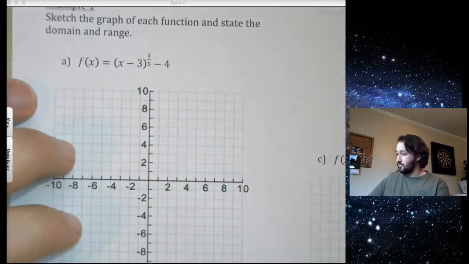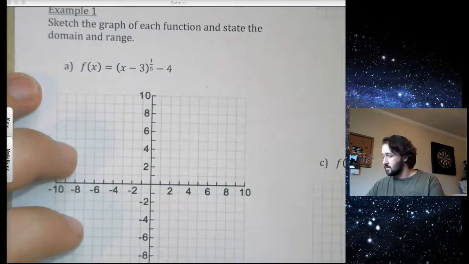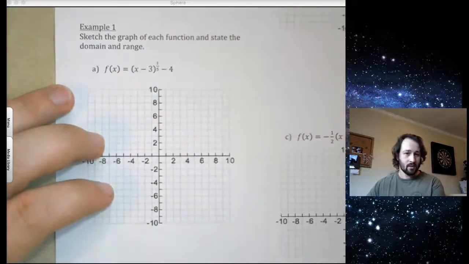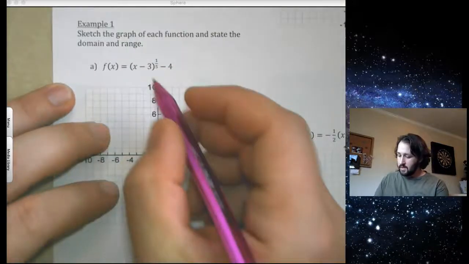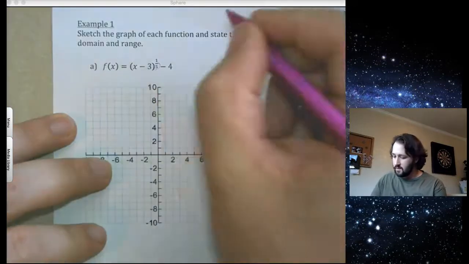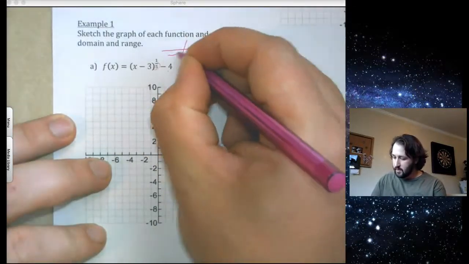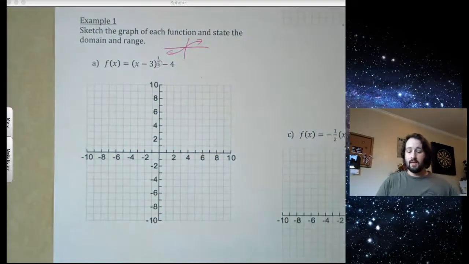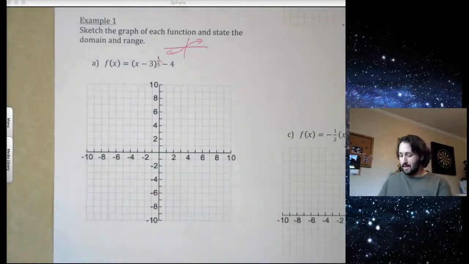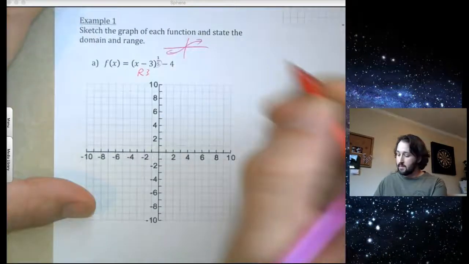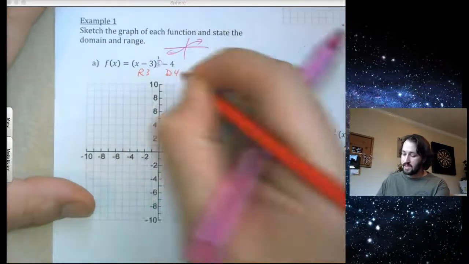All right, so sketch the graph. I'm going to move out just a little bit. Sketch the graph and state the domain and range. I'm not looking for a perfect graph. With this, the first thing I notice is it's 1 over 5, so that tells me I'm going to have something similar to a cube root. Now that minus 3 on the inside is with the x, so it's going to move everything to the right 3. That minus 4 on the outside will move everything down 4.